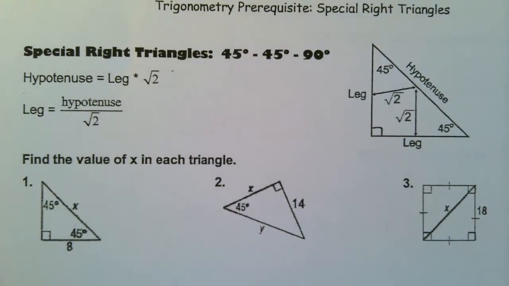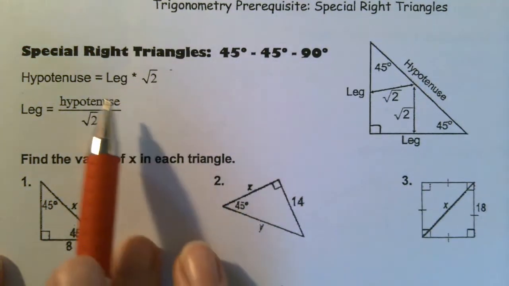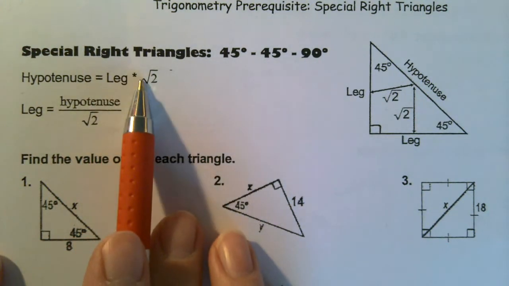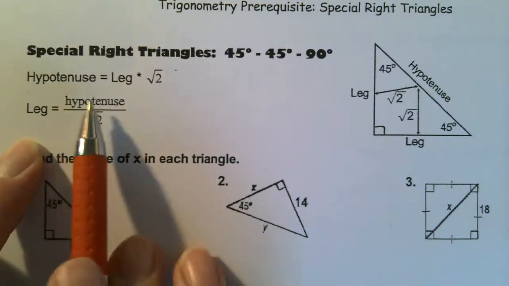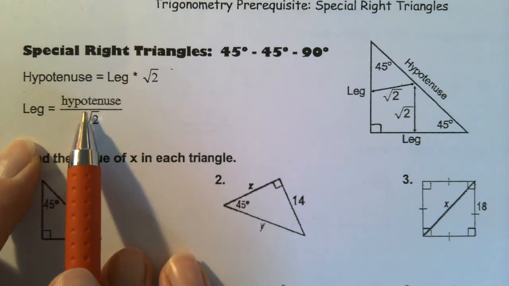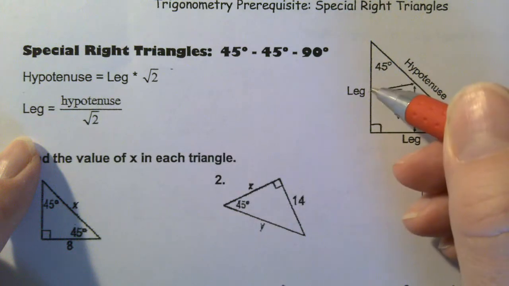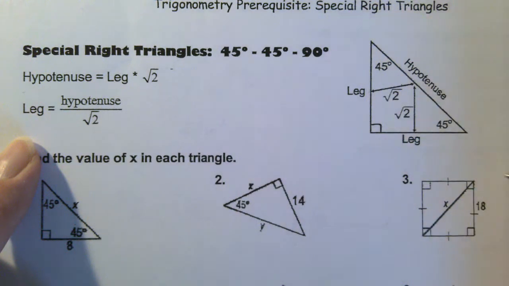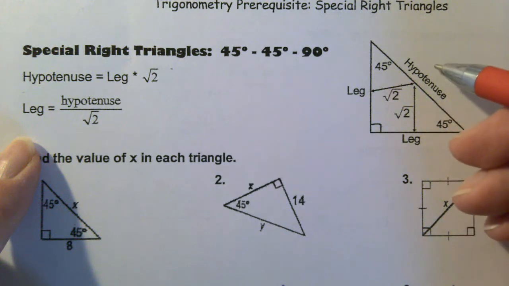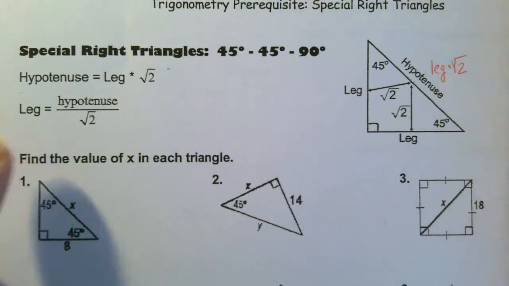I think the 45, 45, 90 is a little bit easier because you have two equal sides. Now, this one gives you a little thing: the hypotenuse equals the leg times the square root of 2, and the leg equals the hypotenuse divided by the square root of 2. So they have the rules right here for you also. They're showing you here on your 90 degrees, you have your legs, 45, 45, and these little arrows saying this is your leg, hypotenuse. Take your leg times the square root of 2. So it'd be leg times square root of 2.